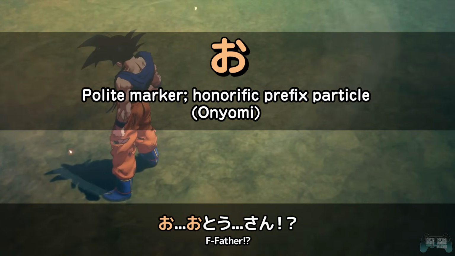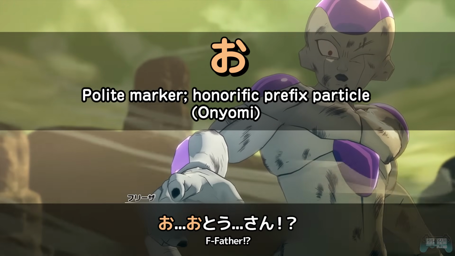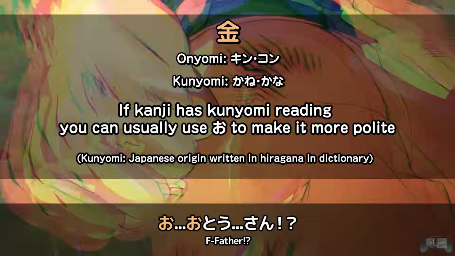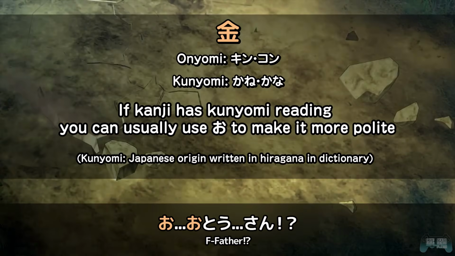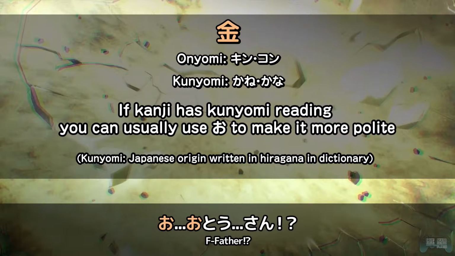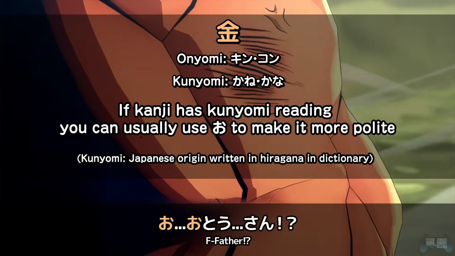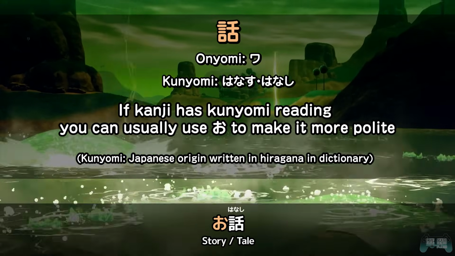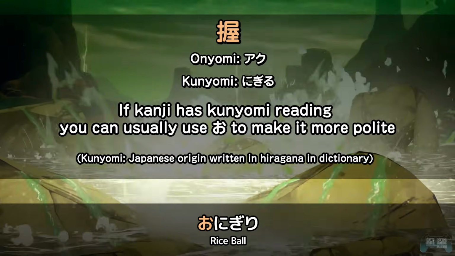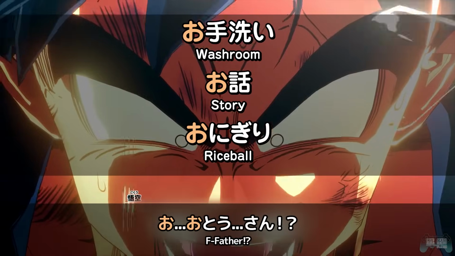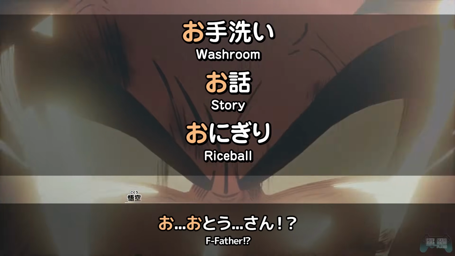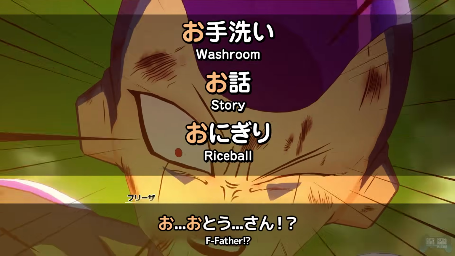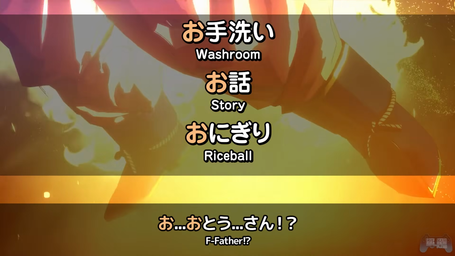The standard rule for o is that if a word uses the kun yomi reading, which is the Japanese reading for a kanji, that means it appears in hiragana in your dictionary, then it generally uses the o prefix. Take for example the following words: o tearai, o hanashi, o nigiri. All of these words use the o in front of the word to make the word more polite. Tearai is just a little rough, but o tearai is a very polite way of referring to the toilet.